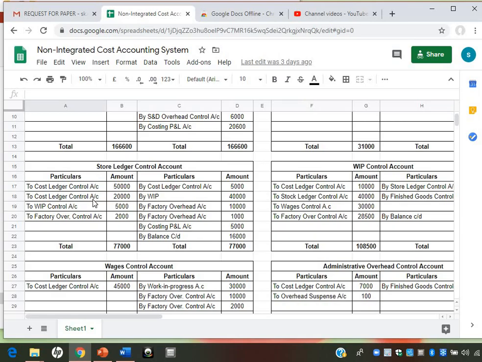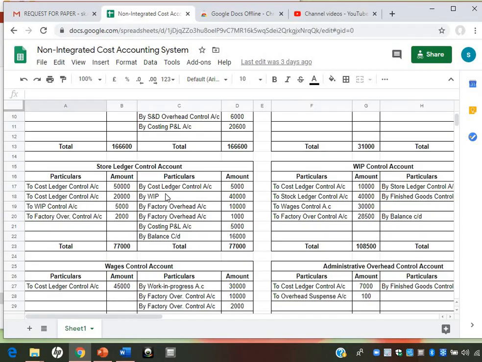On the debit side, we have seen whatever purchases we have made either on credit or cash basis, plus the material returned from factory overhead or from work in progress, that is from the production department. On the credit side, we have written all the transfers. On the debit side, first of all, cost ledger control account, this was our credit purchases 50,000. Cost ledger control account, it was, I guess, cash purchases. Work in progress control account, that was our material returned from production. Factory overhead control, it was indirect material returned from factory overheads.